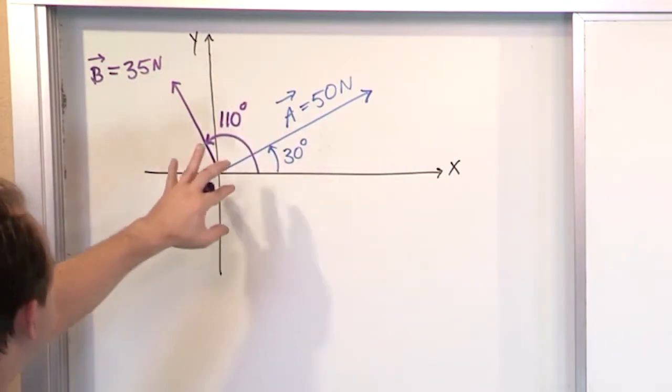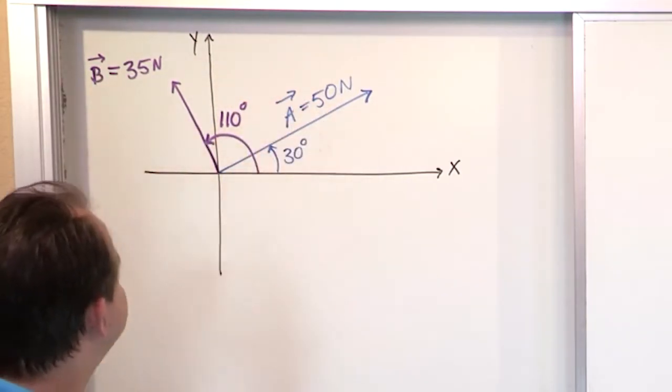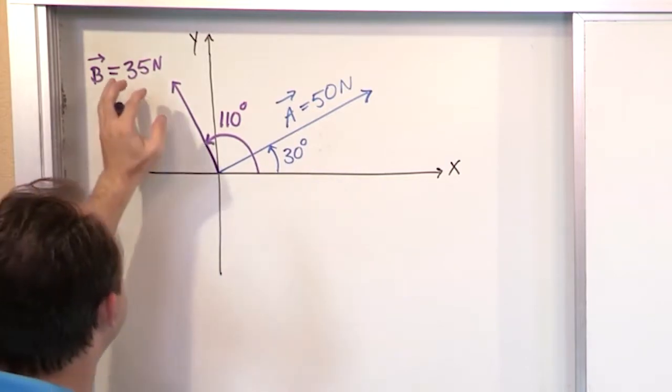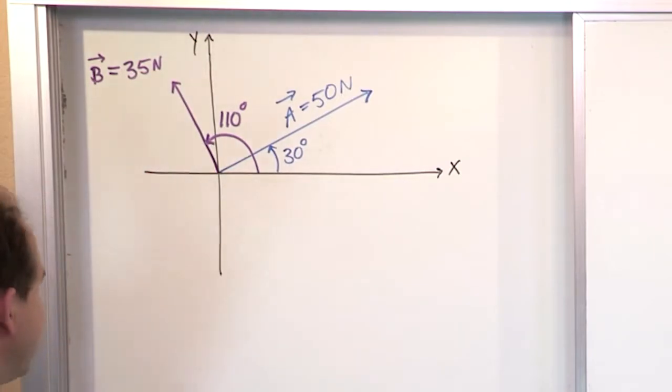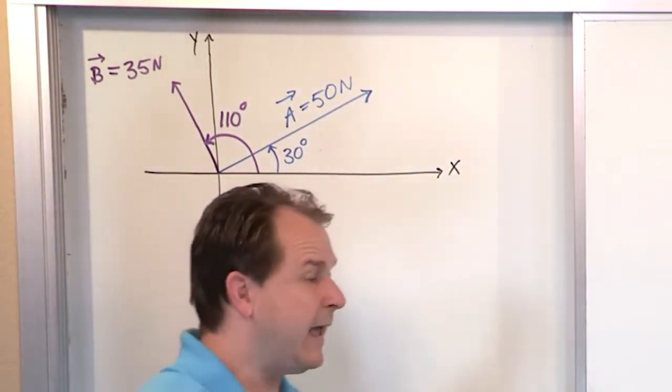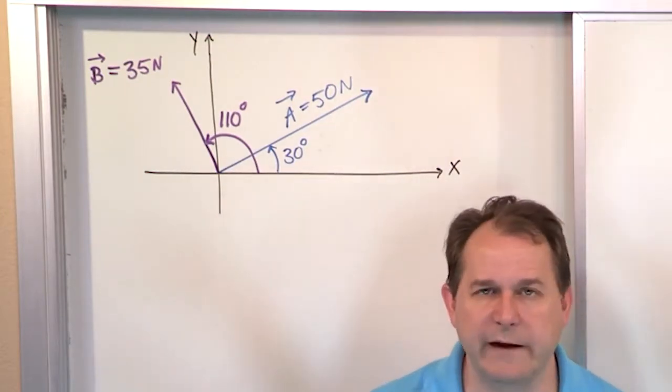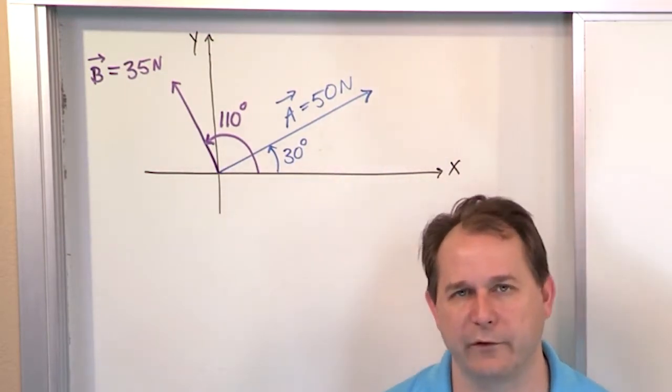Okay, so I tried to keep the purple with the purple vector and the blue with the blue vector. So for each vector, I have a magnitude and an angle, and here I have a magnitude and an angle. So the question is very simple. Add these vectors together and tell me what the resulting vector is. Give me the magnitude and direction of the resulting vector.